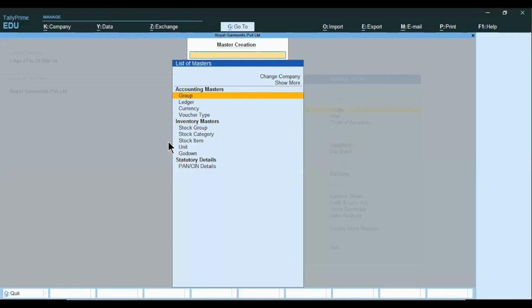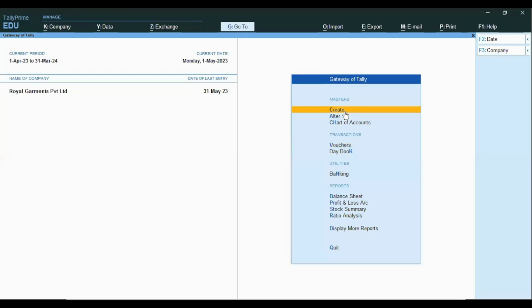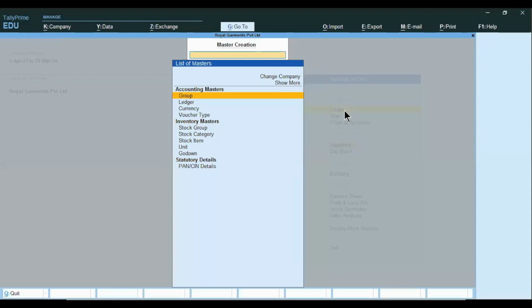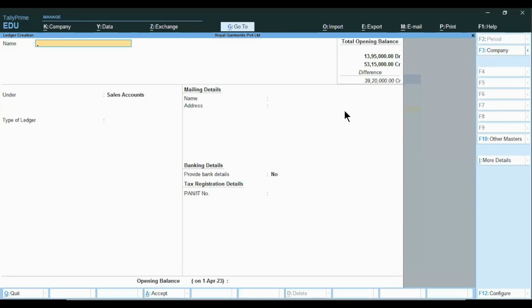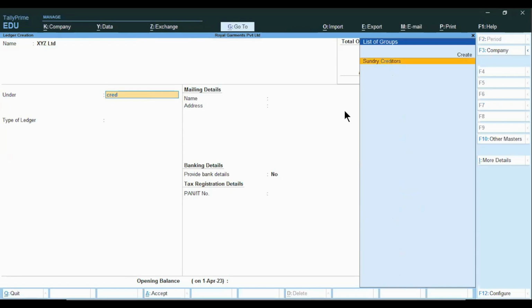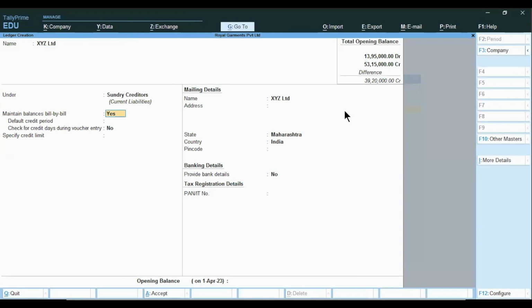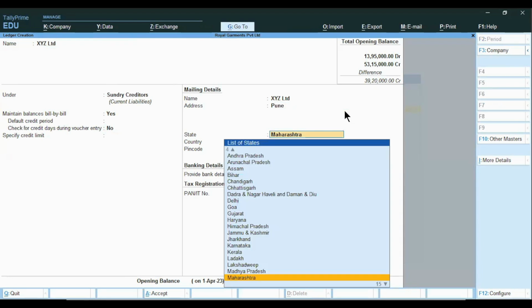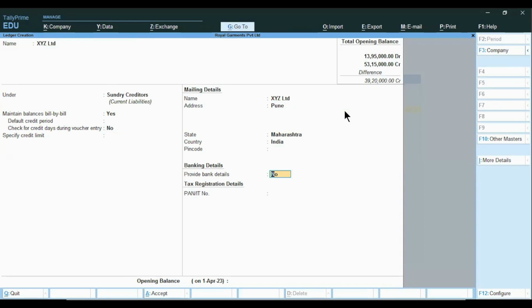Suppose I'm creating a ledger. How to create a ledger? Gateway of Tally, in the masters part, create ledger. My creditor is XYZ Limited. It's our creditor. Okay. We want to maintain bill by bill details. Yes, yes, yes. Name and address of the company. XYZ Limited is in Pune, suppose. So it is in Maharashtra, India. Give the bank details so that we can make online payments also. PAN, IT number of XYZ Limited, enter.